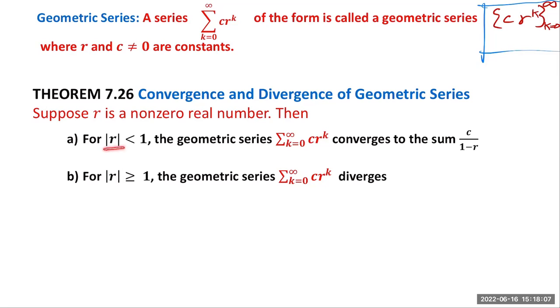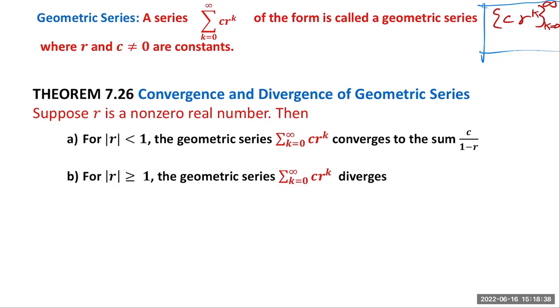If the absolute value of R, this number involved in the geometric series, is less than 1, then the geometric series, K goes from 0 to infinity, C times R to the power K, converges to the sum C over 1 minus R. If the absolute value of R is less than 1, the geometric series converges. And if the absolute value of R is greater than or equal to 1, then the geometric series diverges.